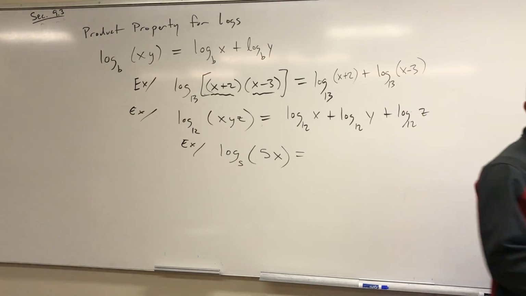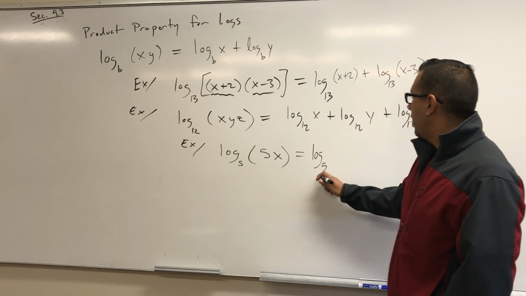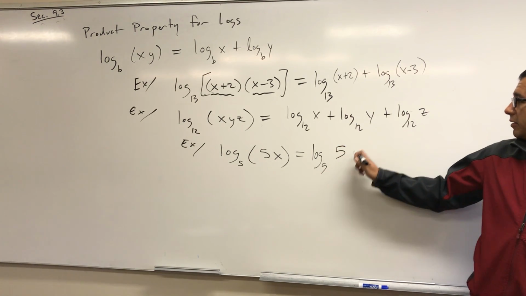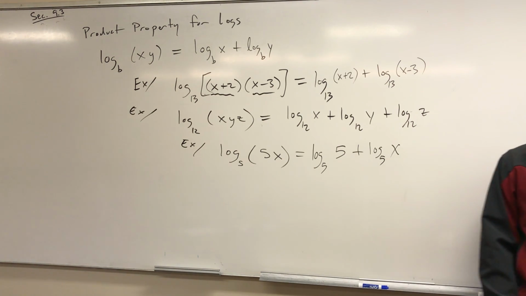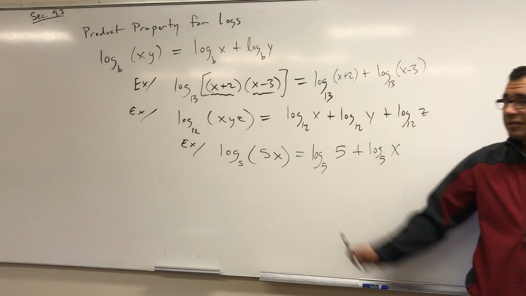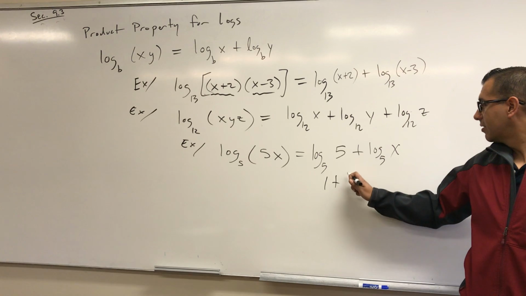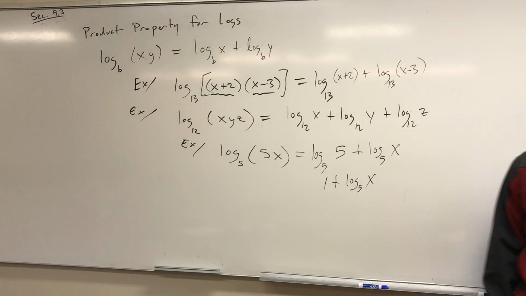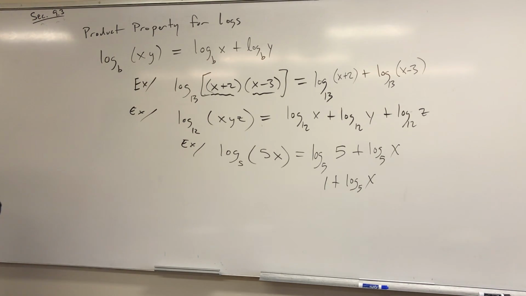So according to our property here, this is log base 5. What's the first argument? Log base 5 of 5, good, plus log base 5 of x. And now we know, what's going to happen here? 1. Bam. If you forget, just think of me. Okay, number 1, and then plus log base 5 of x. Cool. Make sense? Excellent. All right, so that's our product property for logs.